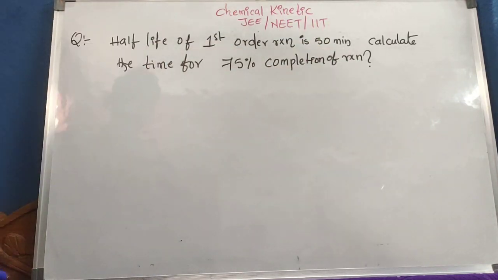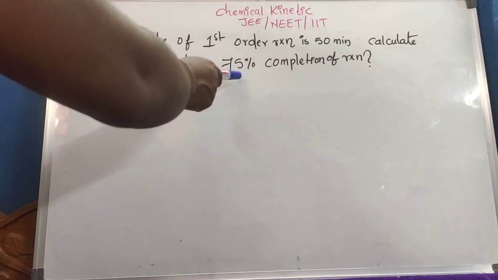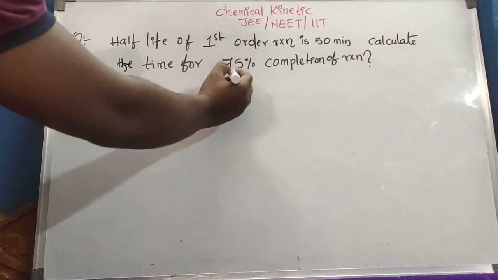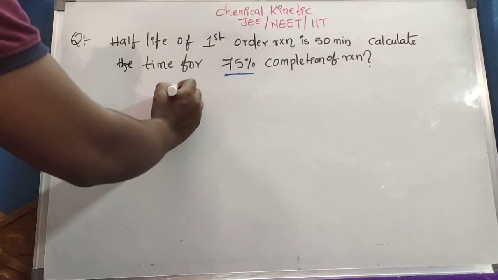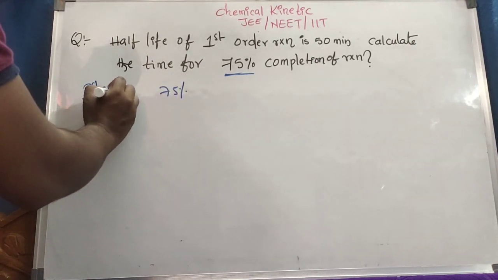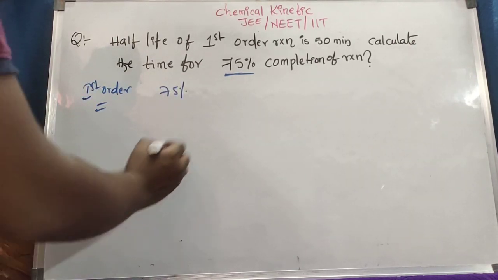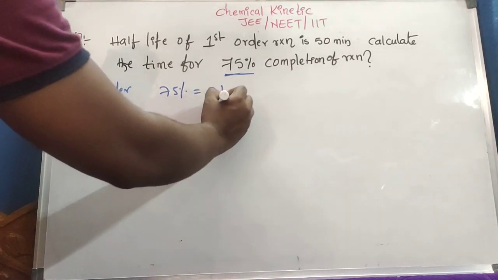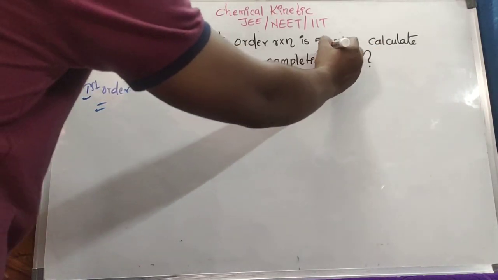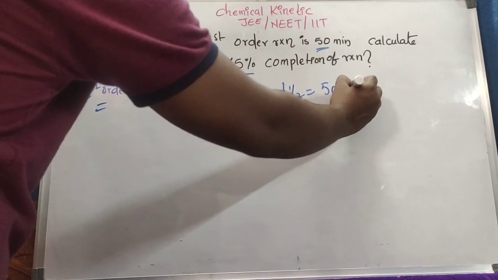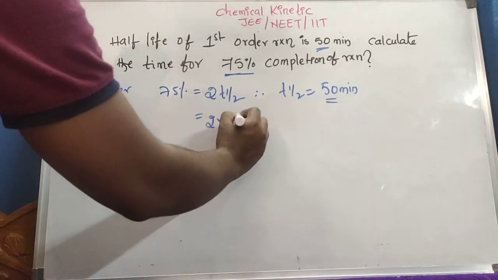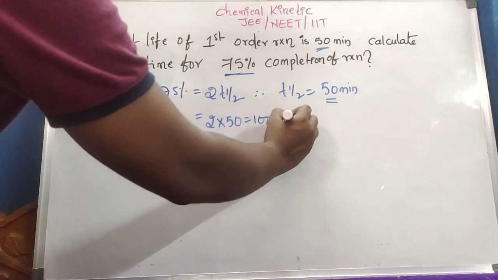In a first order reaction, 75% completion of the reaction equals 2 t half. It is already given that t half equals 50 minutes. So 2 t half means 2 into 50. Simple, very easy: 100 minutes.